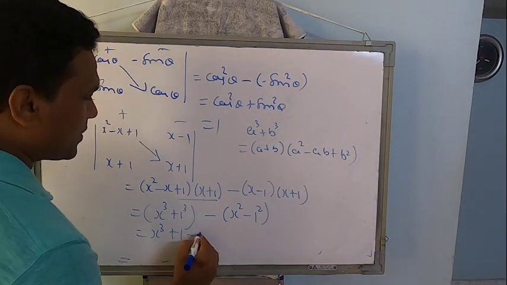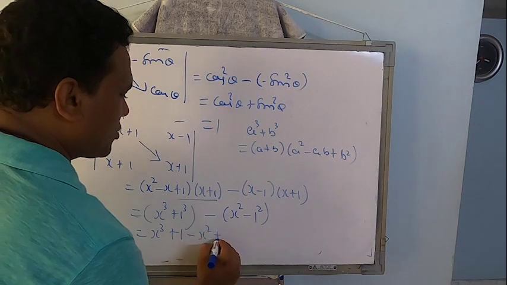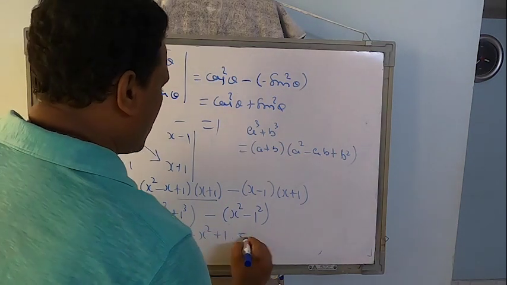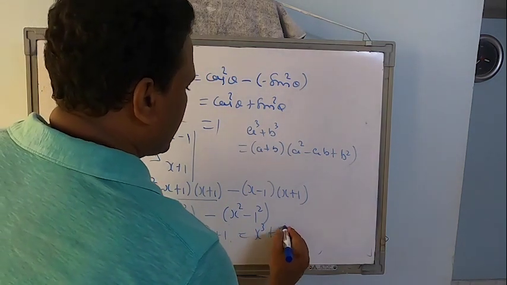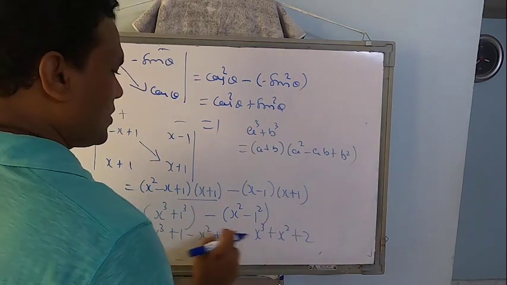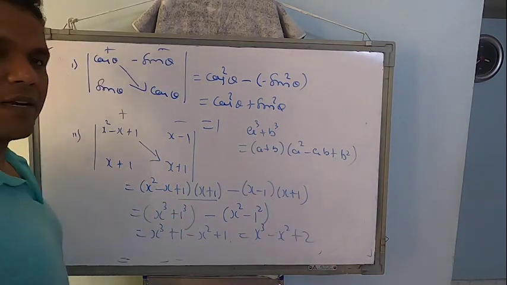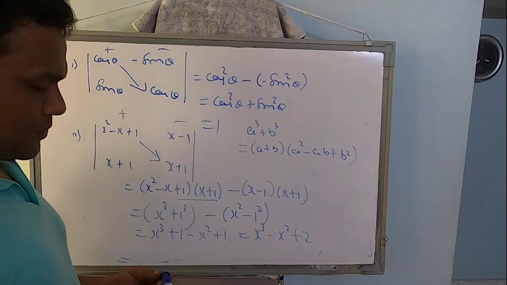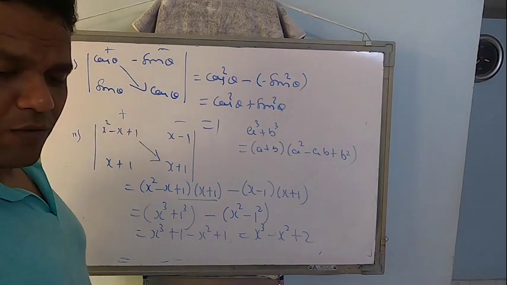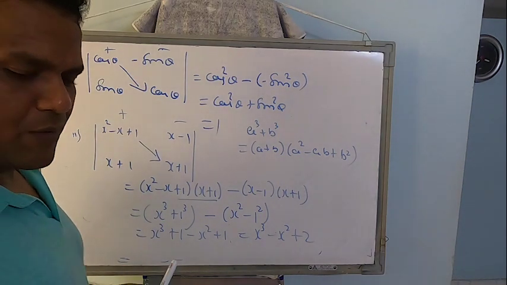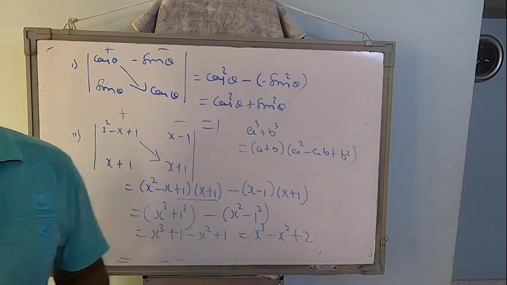x cube plus 1 minus x square, minus into minus will be plus, correct? So x cube plus x square plus 2. That's the simplest form you can give it. Fine. So that's how to expand a determinant of order 2 by 2, students. It's very easy, okay. So just follow the steps.